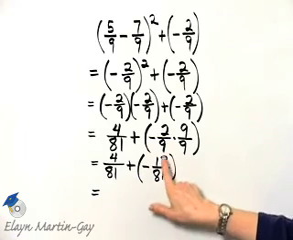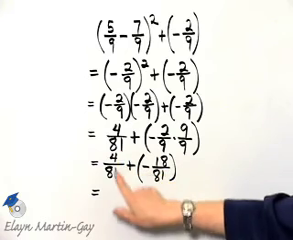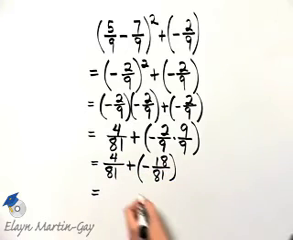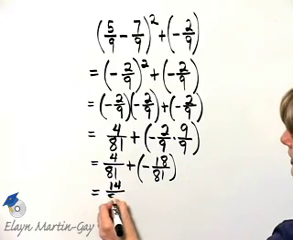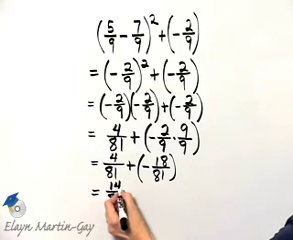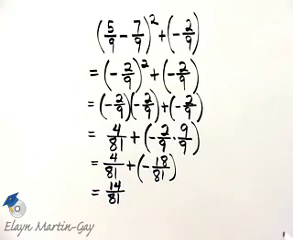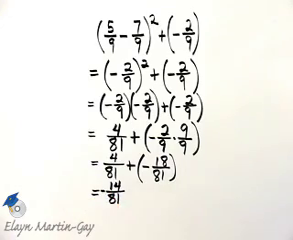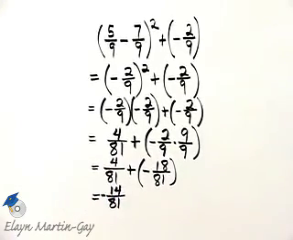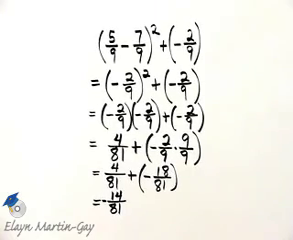So you really take 18 over 81, subtract 4 over 81, and I have 14 over 81. And then what sign do we attach? We attach the sign of the number with the larger absolute value. This has the larger absolute value. It's negative. So our final result is negative 14 over 81.